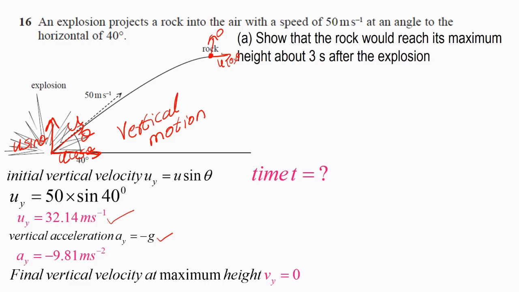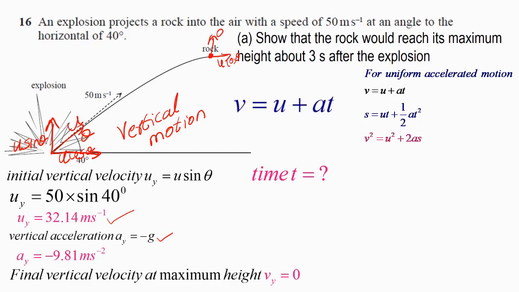Now we have to find the time required to reach the maximum height. We can recall the equations of motion for uniformly accelerated motion: v equals u plus at, s equals ut plus half at square, and v square equals u square plus 2as. Knowing uy, ay, vy and t, which equation should we prefer? We prefer v equals u plus at, from which we can easily find the time required to reach the maximum height.